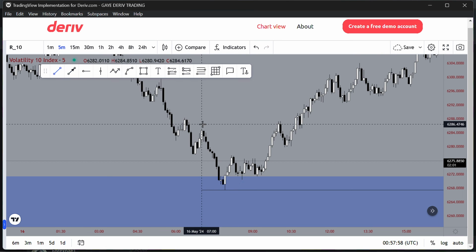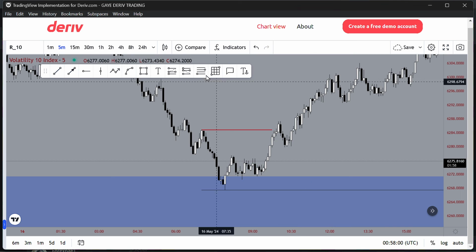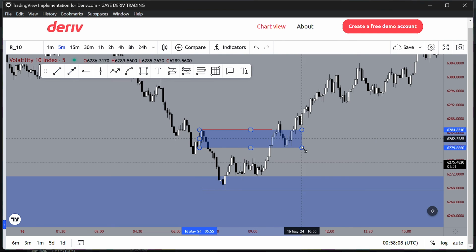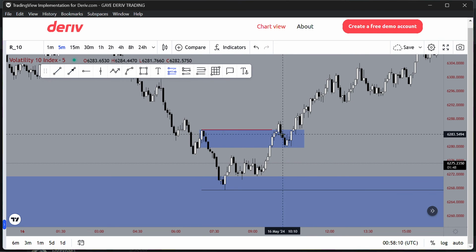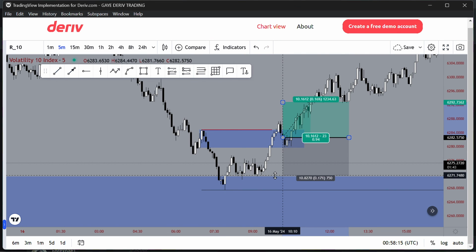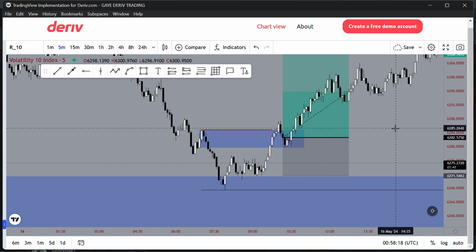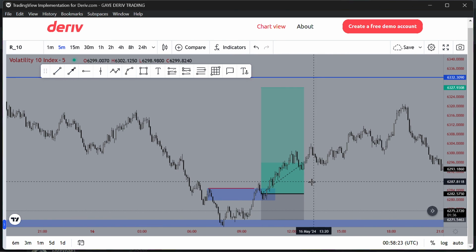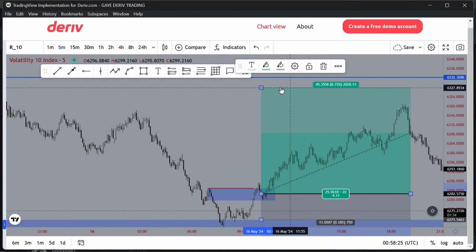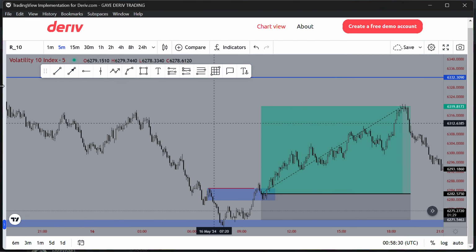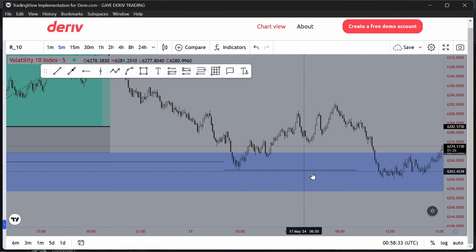So the 5 minutes broke structure above this high. Okay. And that was a 5 minutes breaker block, which is paired with fair value gaps here. So you could have taken your entry from the fair value gap or the breaker 50%, place your stop loss below the swing low, and then massive profit on the 5 minutes. Beautiful profits. Okay. And then once again, price comes back and taps into the zone.